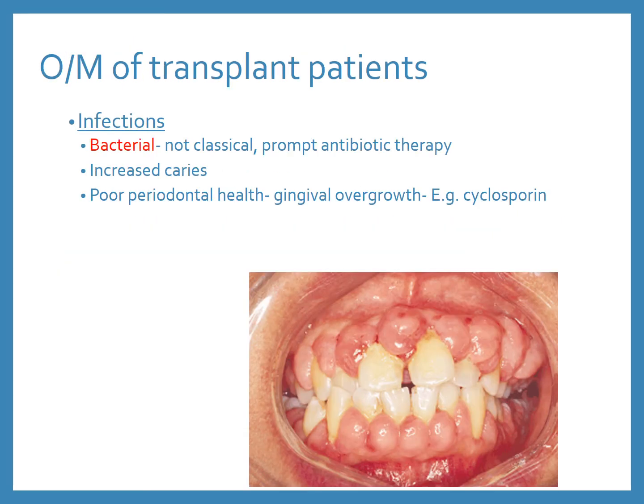So, oral manifestations in patients who have received a transplant could be primarily infections. Bacterial infections are not classical and they do resolve, and prompt antibiotic therapy is required. Patients could have increased caries index and poor periodontal health, which could lead to gingival overgrowth. This is more commonly seen with drugs such as cyclosporin, which are used in transplant patients.